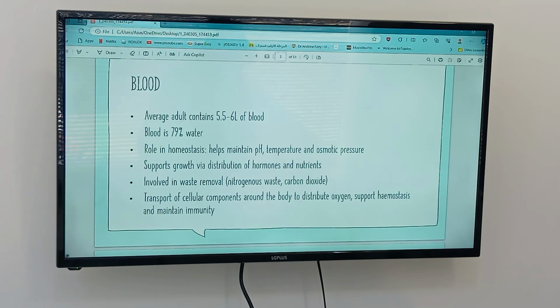The blood will support growth via distribution of hormones and nutrients. It is involved in waste removal, such as nitrogenous waste and carbon dioxide. It transports cellular components around the body to distribute oxygen, support homeostasis, and maintain immunity.